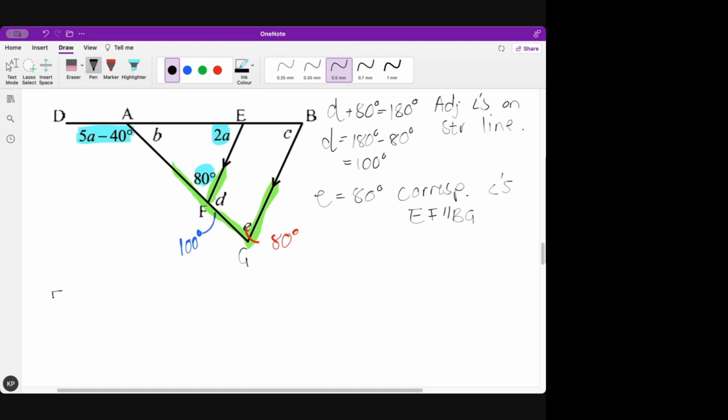So 5A minus 40, the exterior angle, is equal to 80 degrees plus 2A. And your reason is this is exterior angle of a triangle.